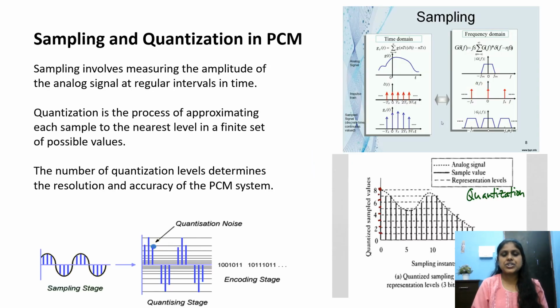Sampling and quantization in PCM. Sampling involves measuring the amplitude of the analog signal at regular intervals in time. Quantization is the process of approximating each sample to the nearest level in a finite set of possible values. The number of quantization levels determines the resolution and accuracy of the PCM system.